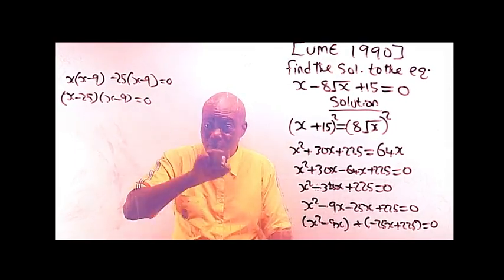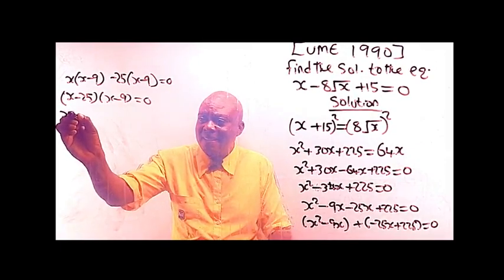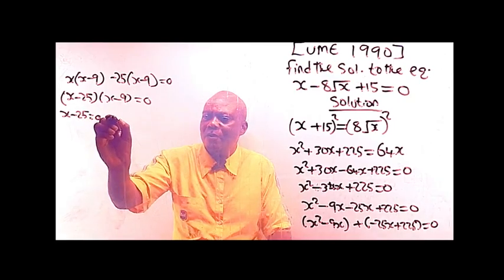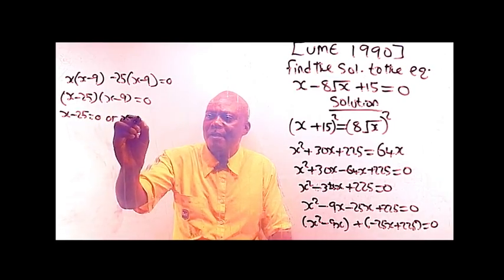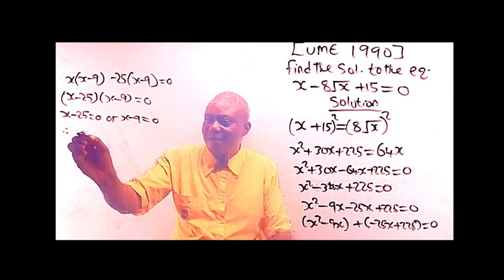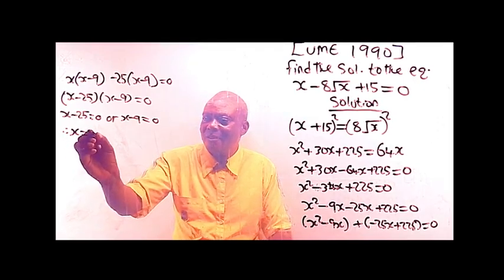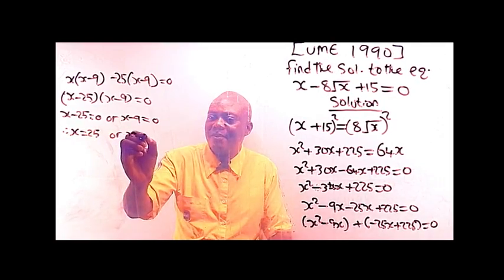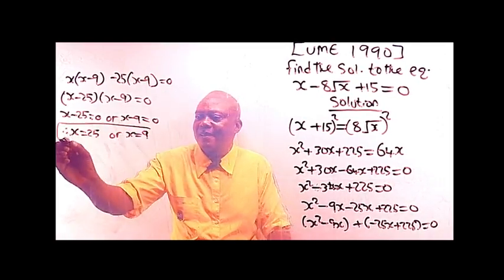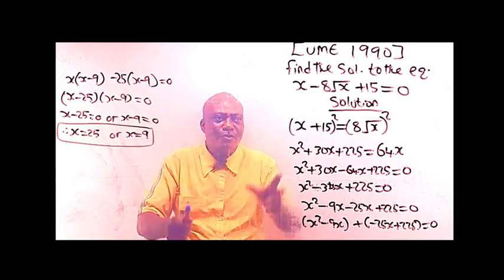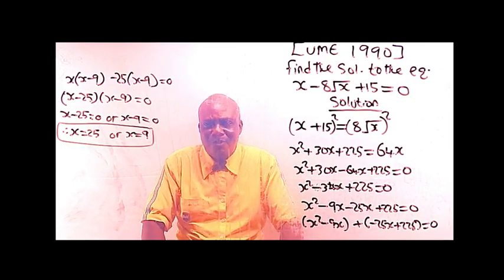Now, for this to be true, either x minus 25 equals 0 or x minus 9 equals 0. Therefore, x will be equal to 25 or x will be equal to 9. That's the final answer. So this is the solution to this question. x will be equal to 25 or 9.